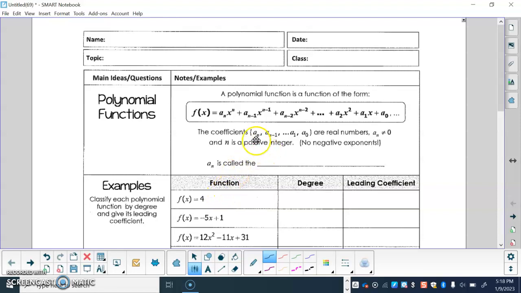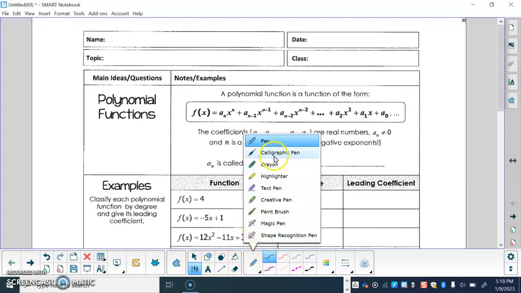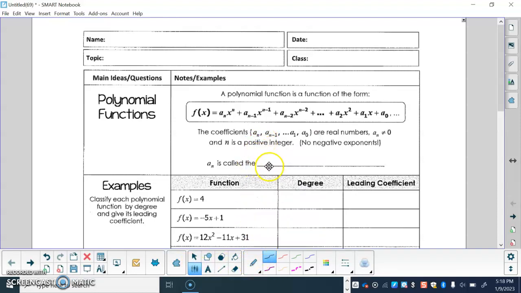All right. And we're looking at a_n x to the n. So a is just a number, x is the variable. And n is the number that we have in our series here. All right, so it's just representing a position in the polynomial. All right, so a_n, where you have the n, that's called the leading coefficient.